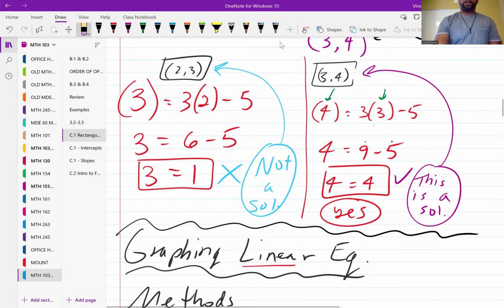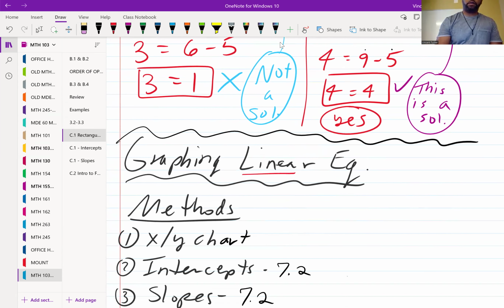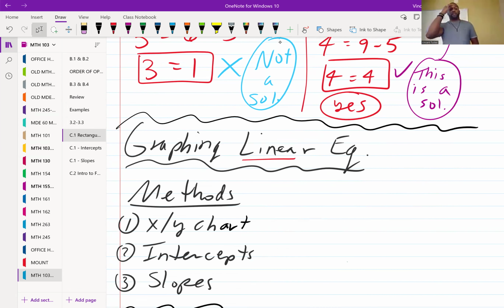All right, so let's look at actually graphing these lines. When it comes to graphing linear equations, you have three methods. And if I'm not mistaken, in the web design they'll say graph using any method. So I'm going to show you all three. It's up to you which method you decide to gravitate to or use mostly.